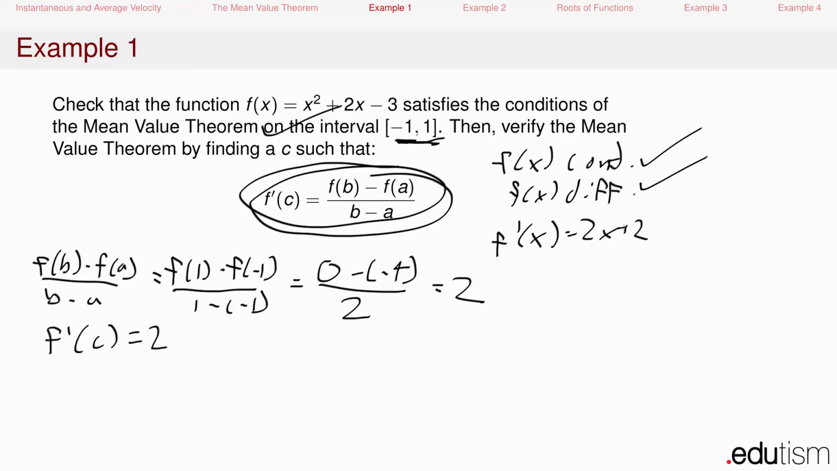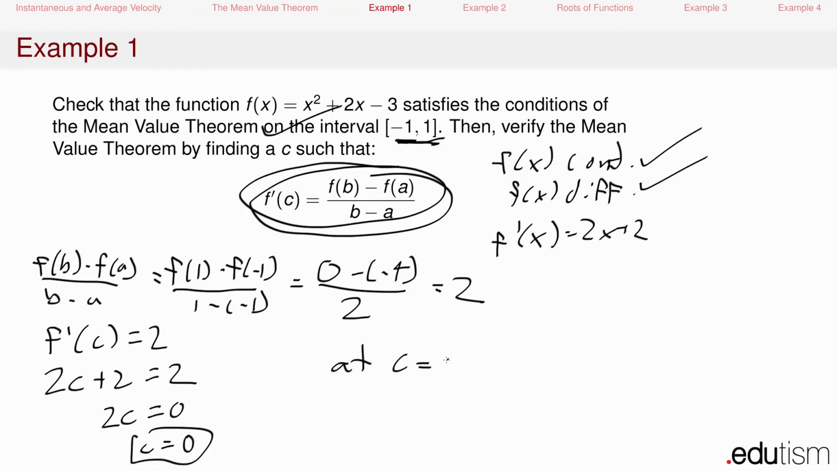Great. So basically we want to find a c such that f prime of c equals 2. We already found the derivative. The derivative is 2x plus 2. So f prime of c is 2c plus 2. 2c plus 2 equals 2. So 2c is 0. So c is 0. So at c equals 0, this equation is true. We found a c. And that c is in the interval from -1 to 1.